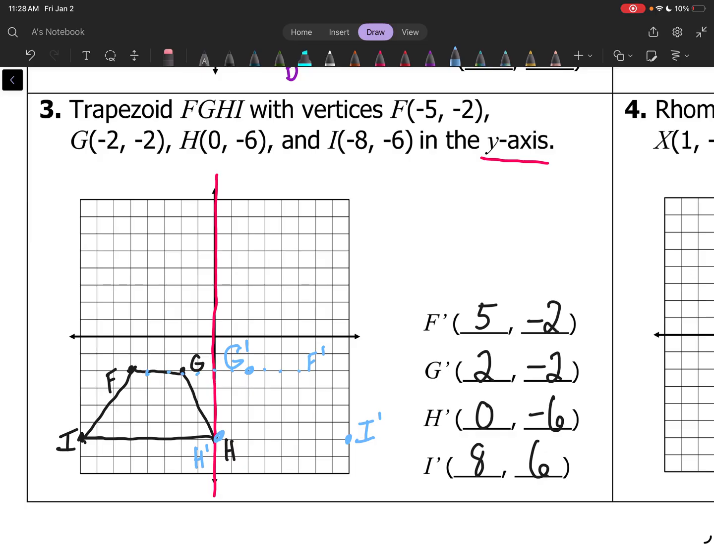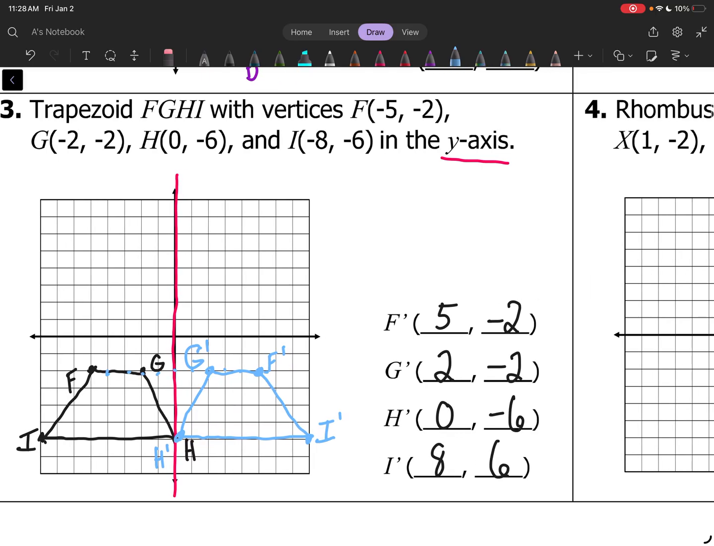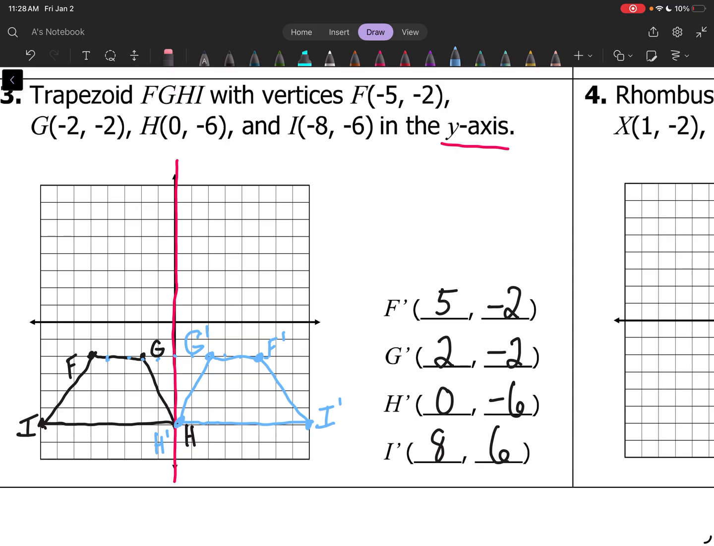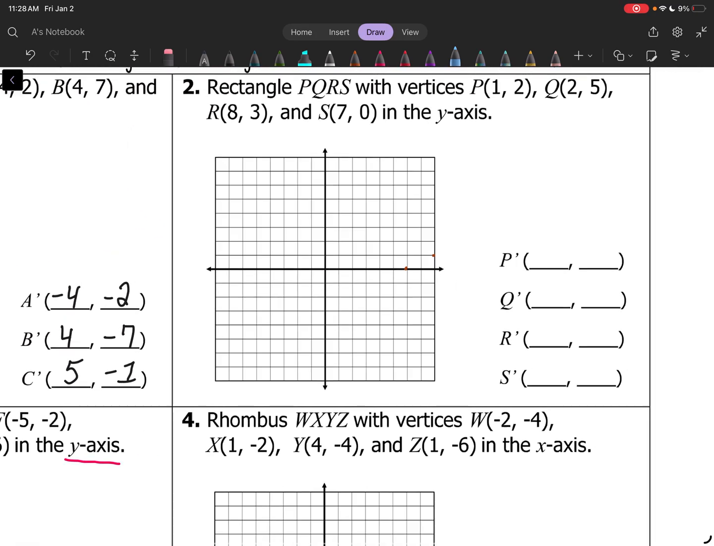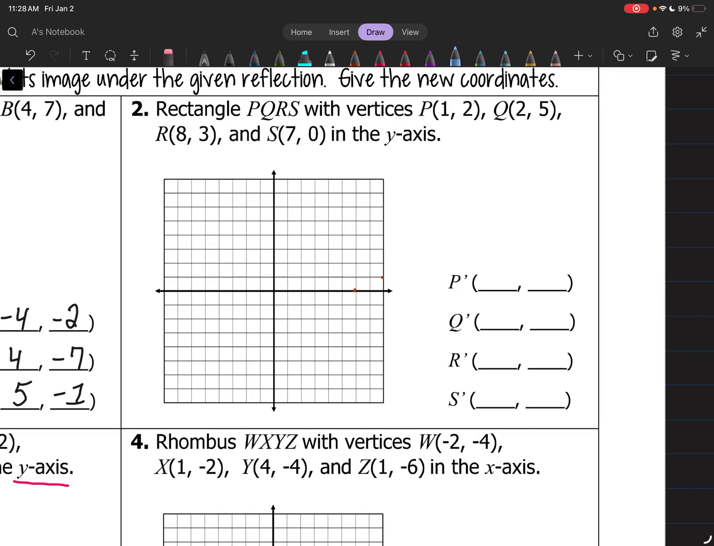Once again, I'm following the same order. F, G, H, I, and close it off to F. There is my trapezoid. It is finished, and it is correct. Pause the video and try number 2.